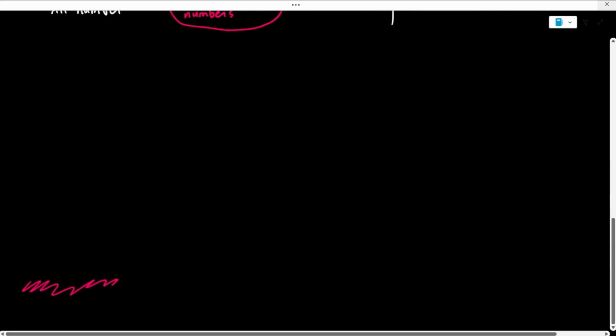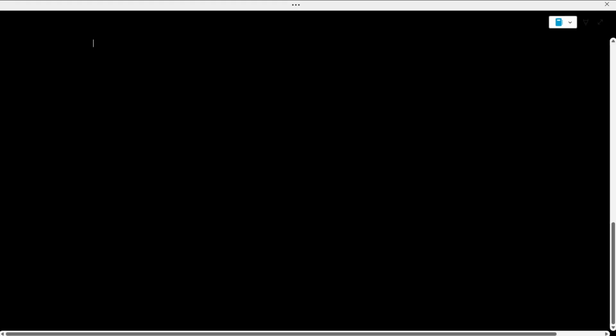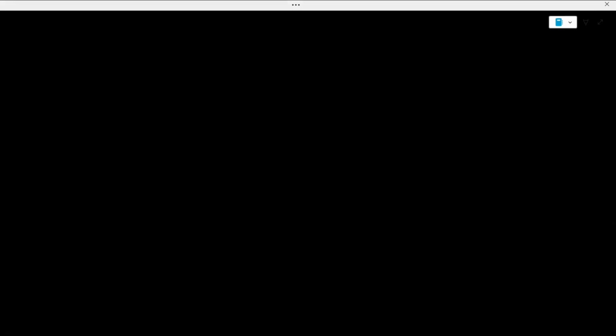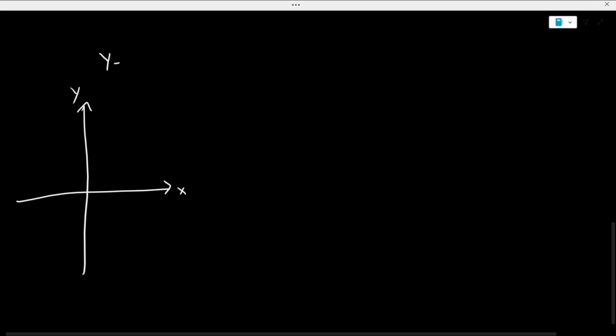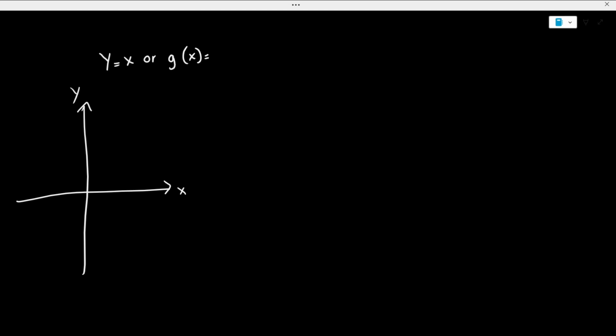So let me just take another graph for perspective over here. We are going to draw our axes, y and x. And this time I'm going to take the graph of y equals x, or I can say this is g of x equals x. Now this graph is going to look something like this. It's going to pass straight through the origin again, and it's going to keep on going like this.